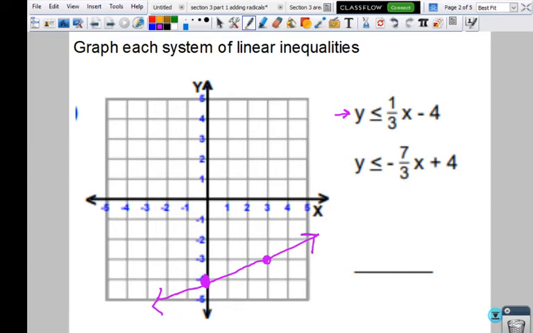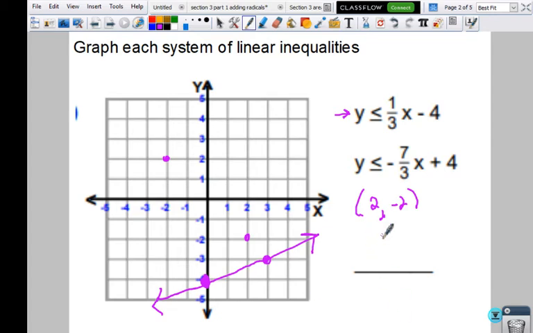Then I have to go through and see which side I need to shade, and that's where we pick a point. Choose one. Alex wants to do 2 and -2. My bad. Alex wants to do 2, -2, because she doesn't want to do the easy ones.